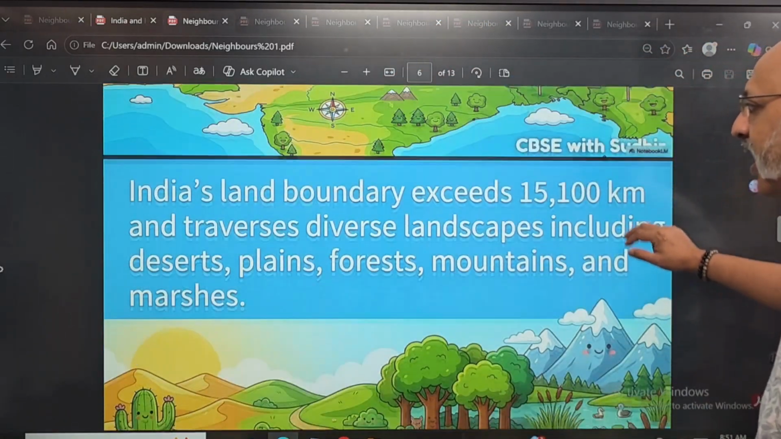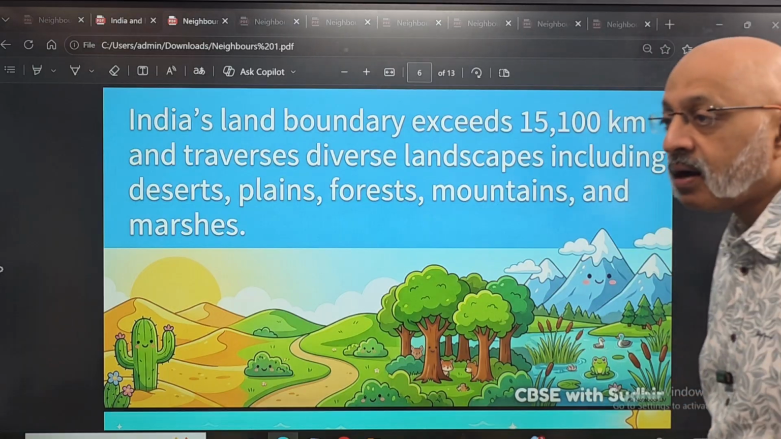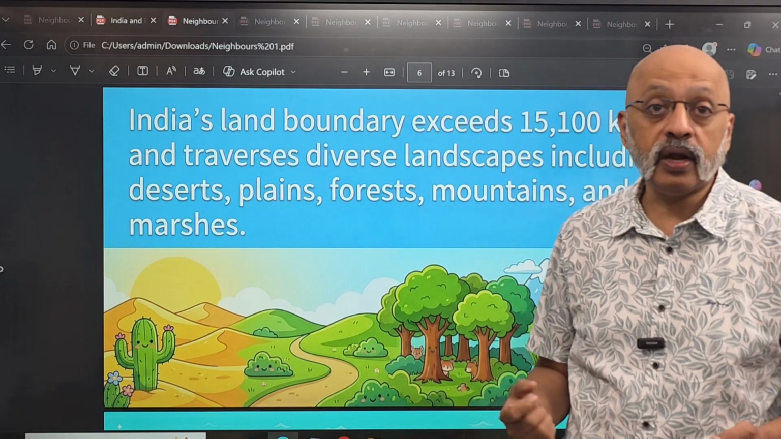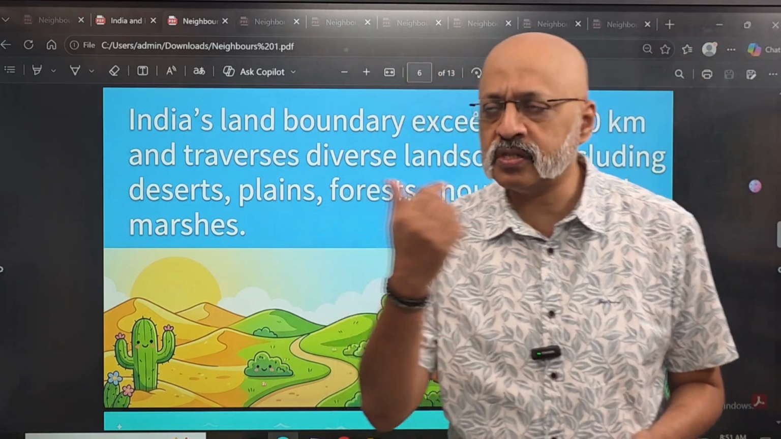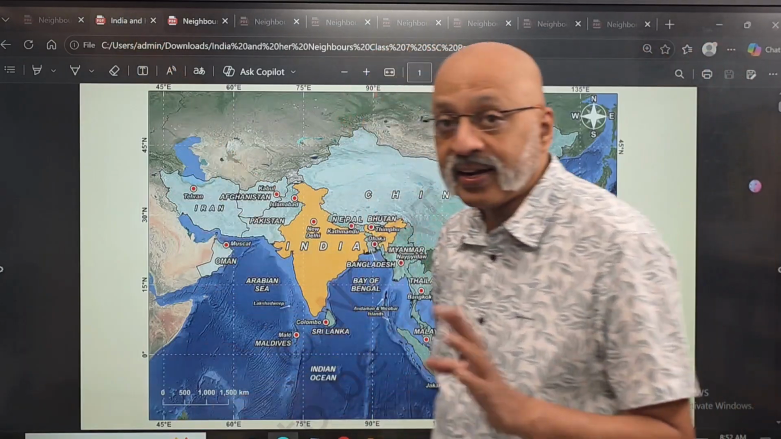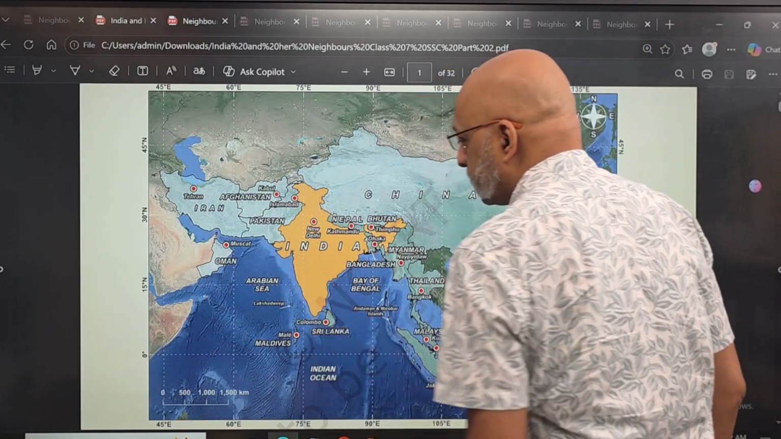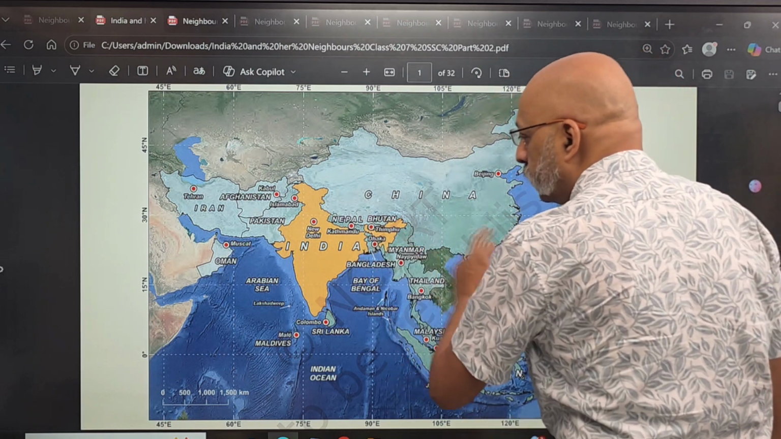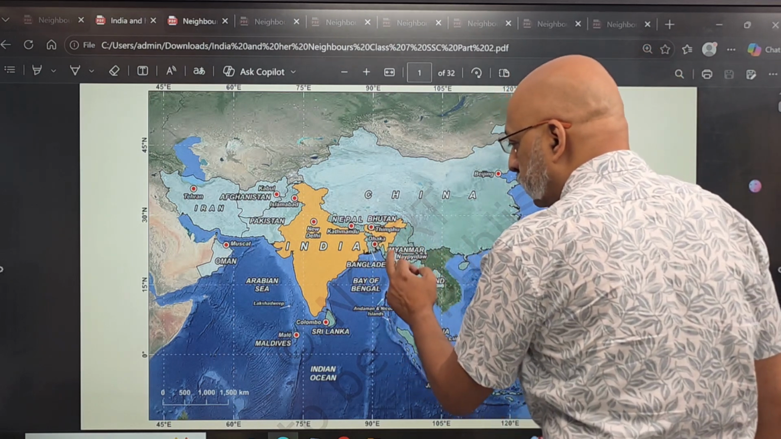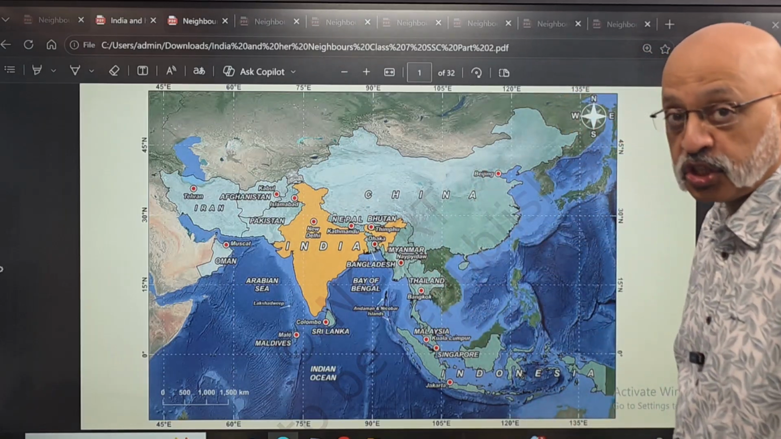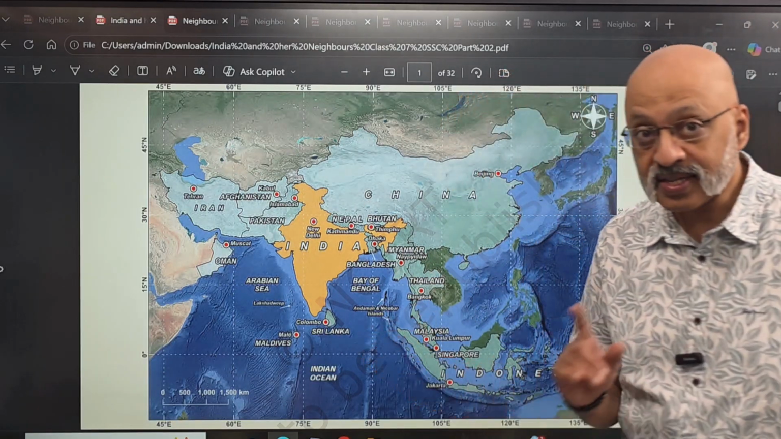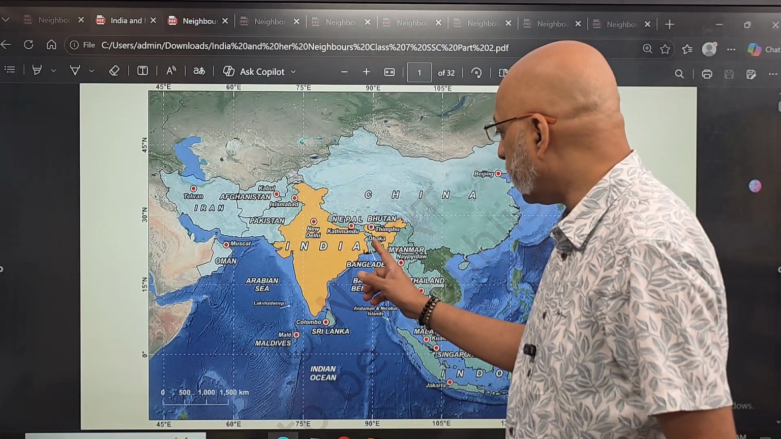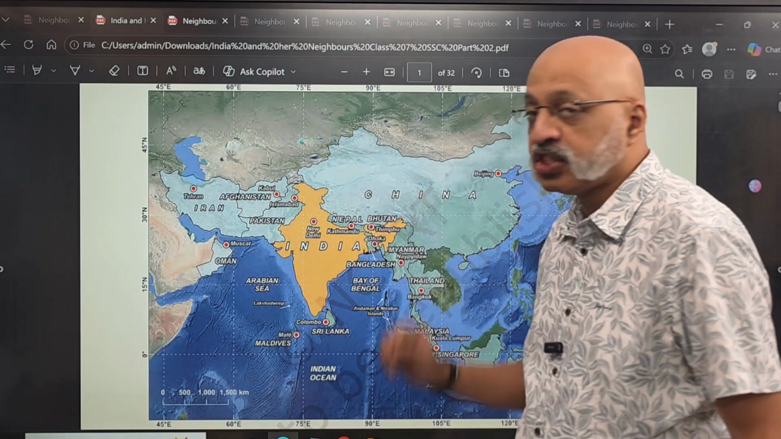So India's land boundary exceeds 15,100 kilometers. That's the kind of land boundary that India shares with its different neighbors. Now that you have seen the map, you would get an idea. One, of course, is with Pakistan. Then you have it with Bangladesh. You have it with Nepal. You have it with Bhutan, right? You have it with Myanmar. And of course, you have it with China, right? So with six countries, I repeat, Pakistan, Nepal, Bhutan, Bangladesh, 4, Myanmar, 5, and China, 6.